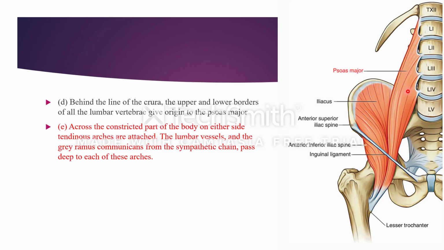Across the constricted part of the body on either side, the tendinous arches are attached. The lumbar vessels and the gray rami communicantes from the sympathetic chain pass deep to each of these arches. So here there will be the tendinous arches which are attached, and the lumbar vessels will cross and the sympathetic chain will cross.